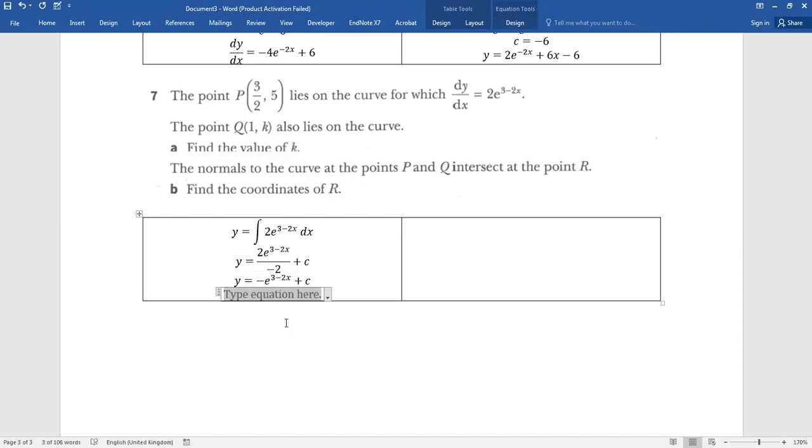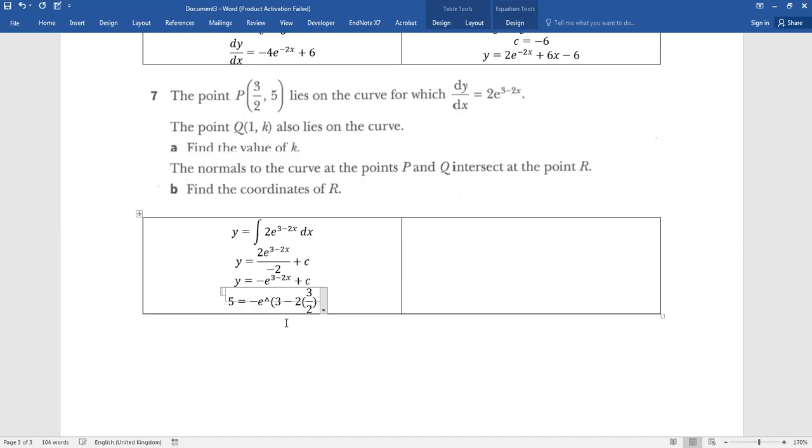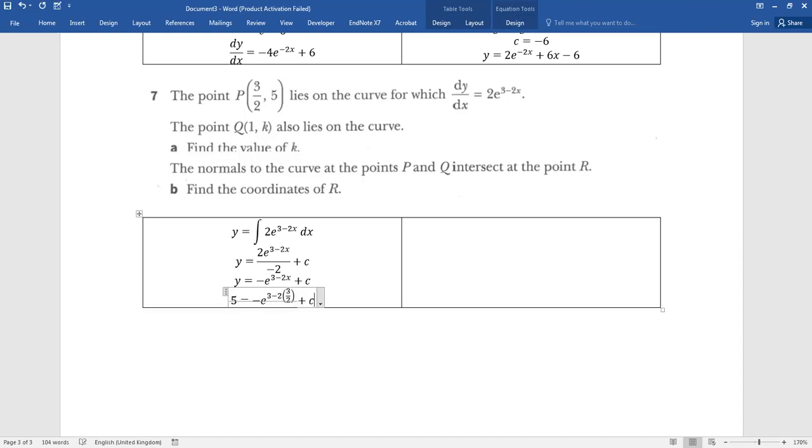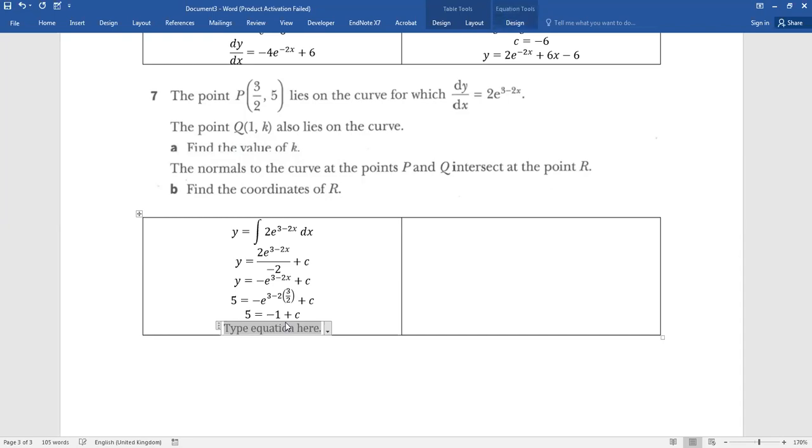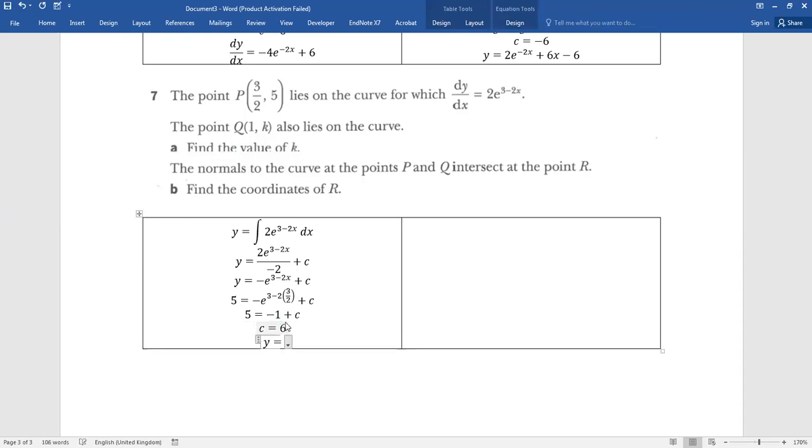So I'll just plug in the values of P. In place of y, I'll write 5 minus e to the power 3 minus 2 into 3 over 2 plus c. So I guess this becomes 0. 5 is equal to minus 1 plus c. Do not put the entire thing as zeros. The value of c is 6. So now I have the equation of the curve, e to the power 3 minus 2x plus 6, and the value, it's a negative here.